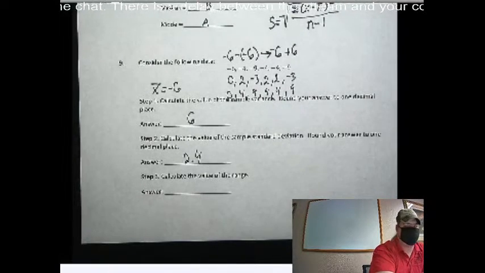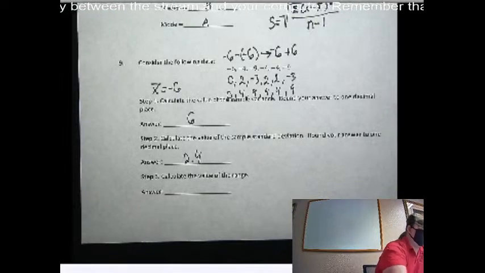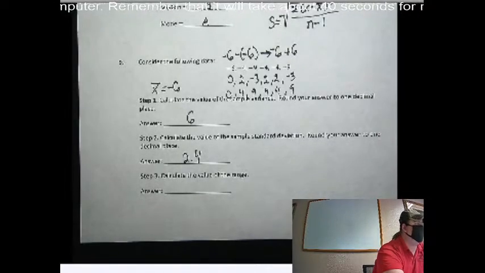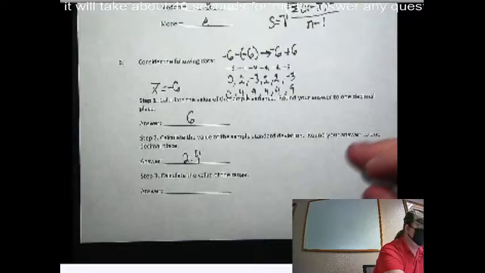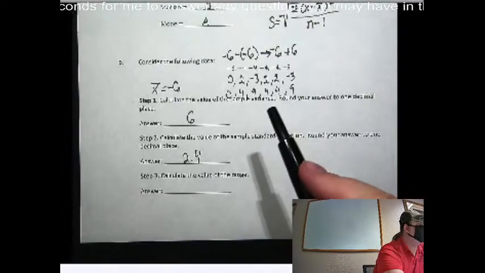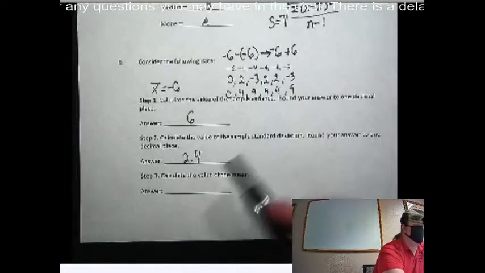Okay, and then calculate the range. So -9 and -4 are our maximum and minimum numbers. So what's the distance between 9 and 4? 5.